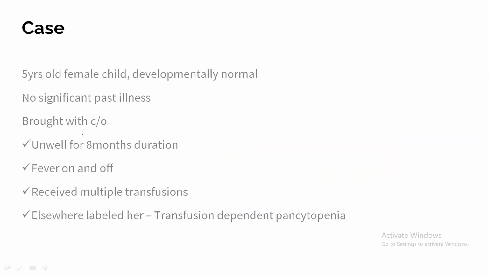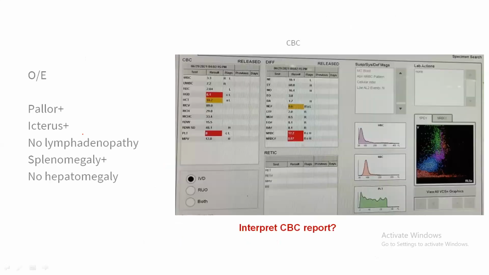This is a 5 year old female child, developmentally normal, no significant past illness, brought with complaints of being unwell for 8 months, fever on and off, received multiple transfusions elsewhere, labeled as transfusion dependent pancytopenia. As I told, see why UWBC and WBC are important. The counter machine WBC count is 3,300, whereas the UWBC is 7,200. Which one to consider here? You should always take the WBC count as clinically important.